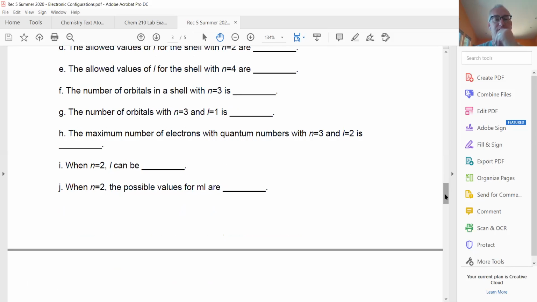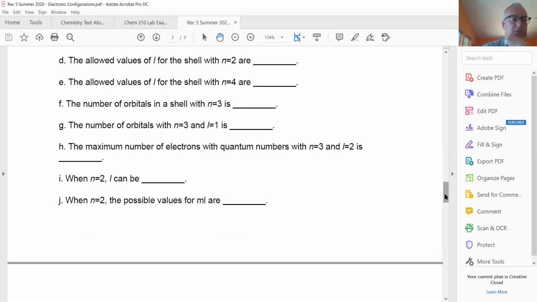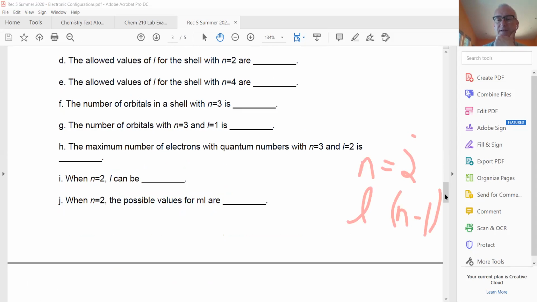So when n equals 2, L can be what? Again, when n equals 2, the maximum value for L is n minus 1. So what can L be when n is 2? 0 and 1. Yep, 0 and 1. Level 2 is only S and P orbitals, so L can only be 0 or 1.